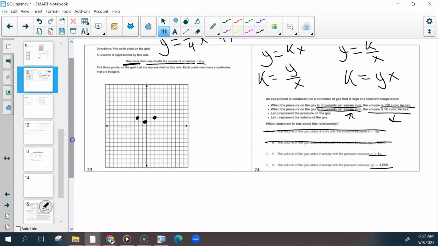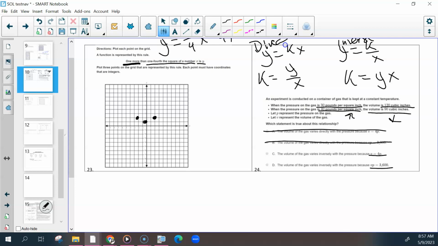Putting them all there for reference. So the first two are your actual equations, y equals kx, y equals k over x. Second two are how you find k: k equals y over x, k equals yx. You'll see one of these looks like this, and the other looks like this. So it's either direct or inverse. We said it was inverse already, so it would have to be the one that matches one of these, which would have to be D.